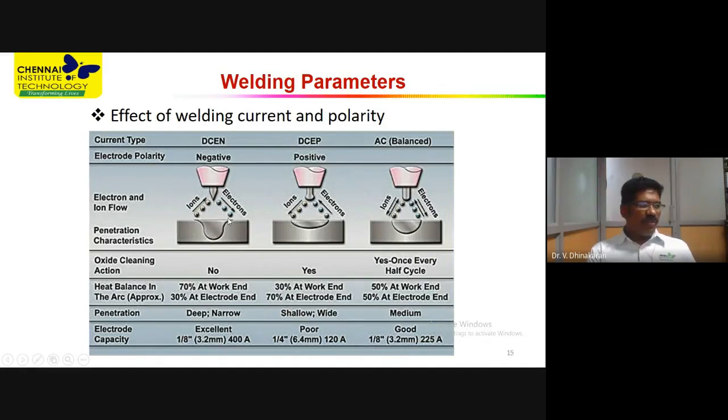So if you want to have a deep weld pool, then you have to use direct current electrode negative. Electrode negative means the electrode will be acting as the negative terminal. Then DCEP, direct current electrode positive, means the electrode will be acting as the positive terminal, and this gives you shallow penetration.